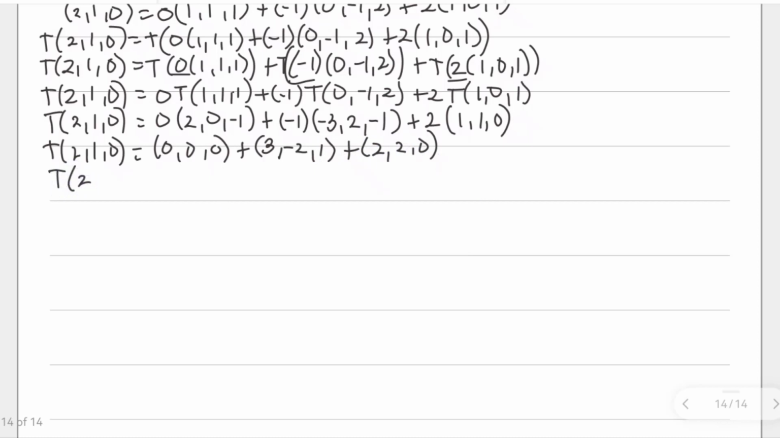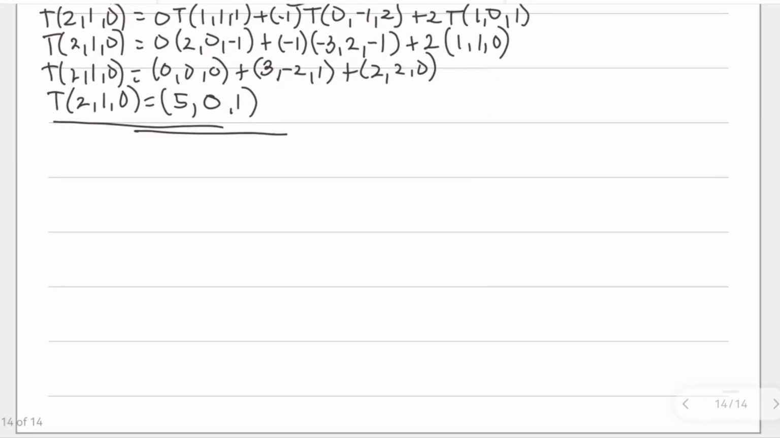Which will give us the final result just for this item here. 0 plus 3 plus 2, that's 5. 0 minus 2 and then 2, that's 0. 0, 1, 0 is 1. So this is the result for the linear transformation of the vector in R3 2, 1, 0 being 5, 0, and 1.